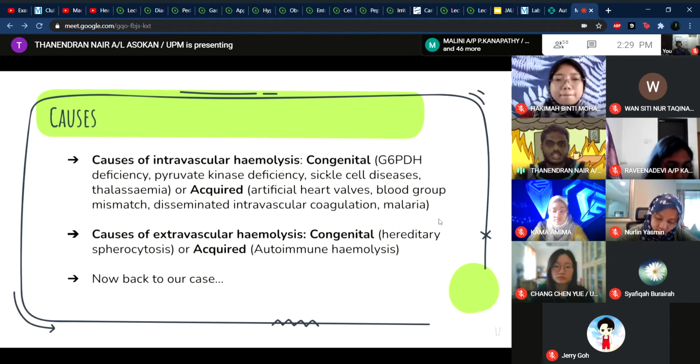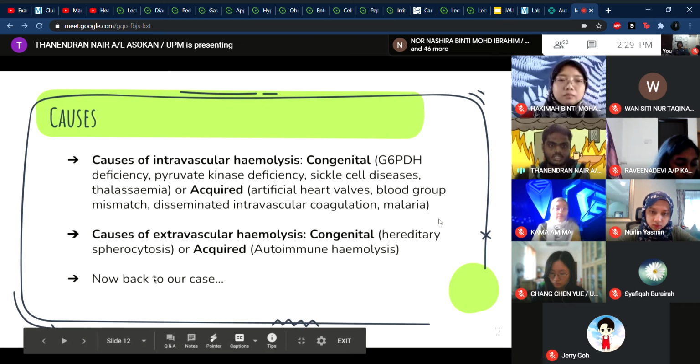Now, there are several causes of intravascular and extravascular hemolysis. Causes of intravascular hemolysis consist of congenital and acquired. Congenital being G6PD deficiency, pyruvate kinase deficiency, sickle cell, thalassemia. Acquired could be artificial heart valves, blood group mismatch, DIC, or even malaria. Now, extravascular hemolysis also consists of congenital and acquired. Congenital being hereditary spherocytosis and acquired being autoimmune hemolysis. Now, this will be important in our case, okay? Now, back to our case.